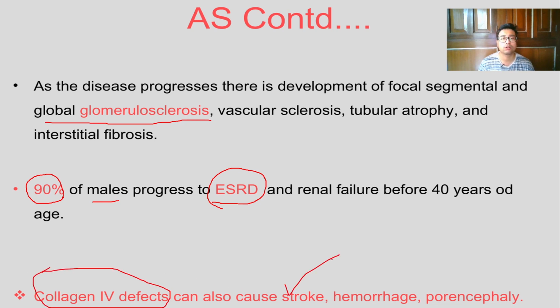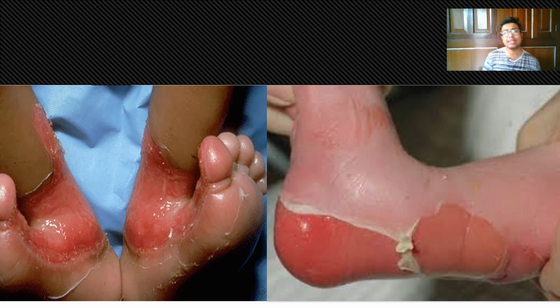It also causes stroke, okay. So this is all about Alport syndrome that you need to know. Next, a very painful disorder, very painful. You can see kids, it looks like a burn injury, as if blisters have ruptured, okay. What is this? This is the disease of blisters.